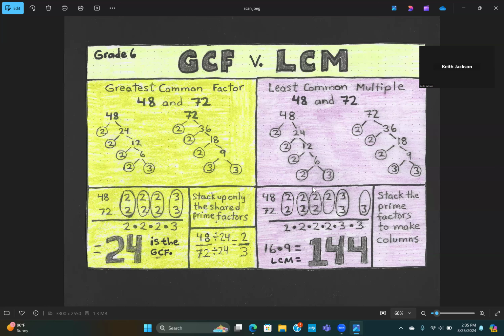Right now, you have been given a lot of information. I wouldn't blame you if you need to pause the video to take a look at the anchor chart or replay this video as many times as you need to gain a deeper understanding of how the greatest common factor and the least common multiple work.